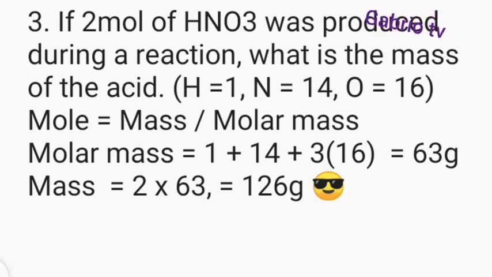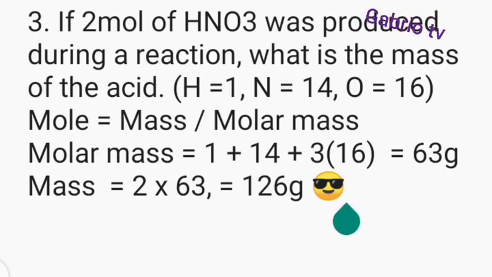For example, look at this question. If 2 mole of HNO3 was produced during a reaction, what is the mass of the acid? Now look at the atomic masses. That's HNO3, that's the nitric acid. Then the formula is what? Mole equals to what? Mass over molar mass. Then let's calculate the molar mass. That's H plus N plus O3. That's 1 plus 14 plus 48, that's 63 grams.